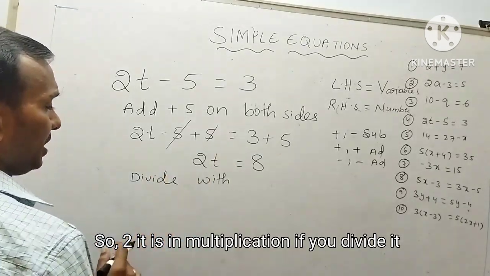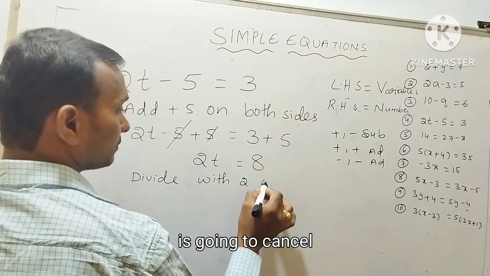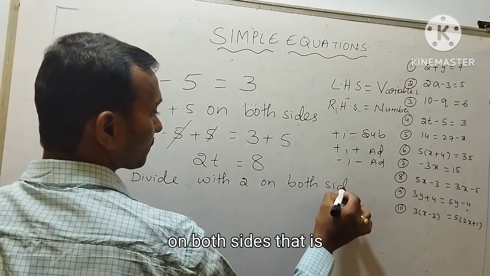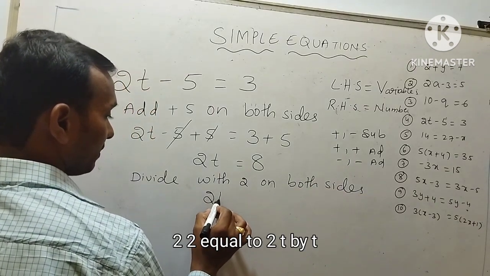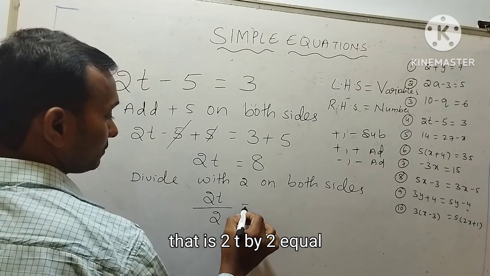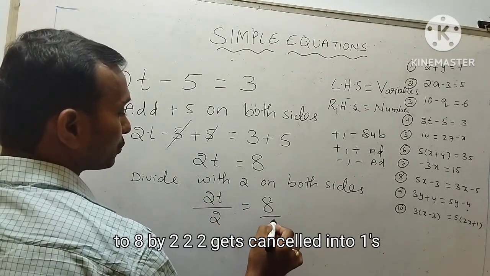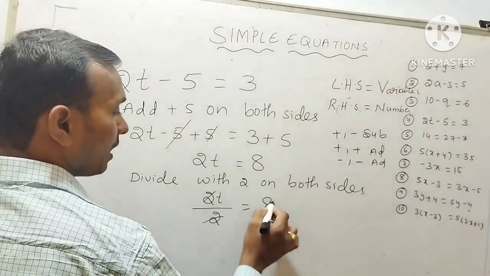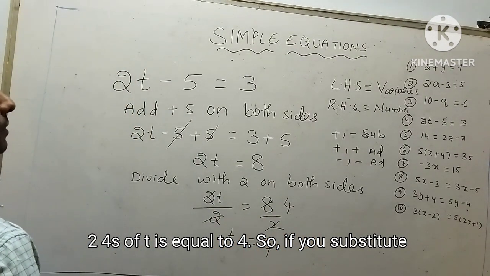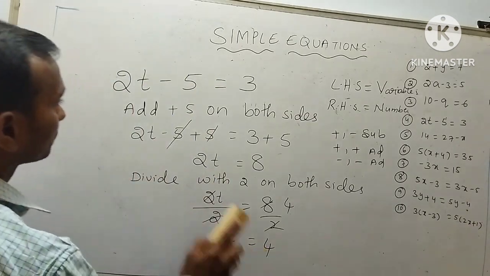So 2, it is in multiplication. If you divide, it is going to cancel on both sides. That is 2t by 2 equal to 8 by 2. 2 gets cancelled. 2 ones are 2, 2 fours are 8. t is equal to 4. So if you substitute here, 2 fours are 8, 8 minus 5 will be 3. Next question.